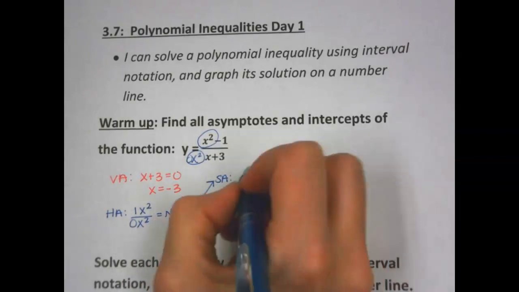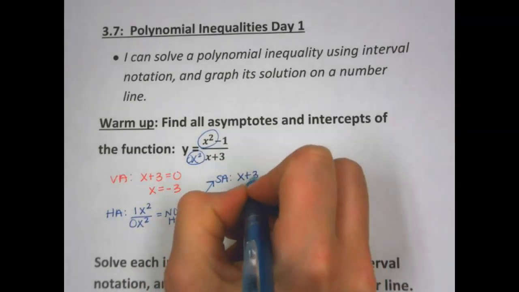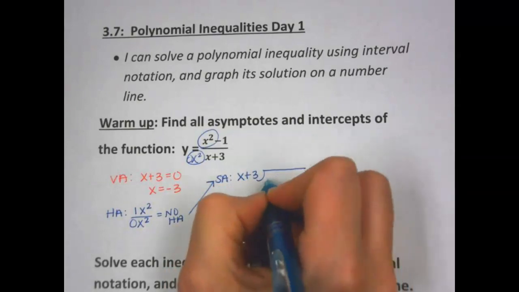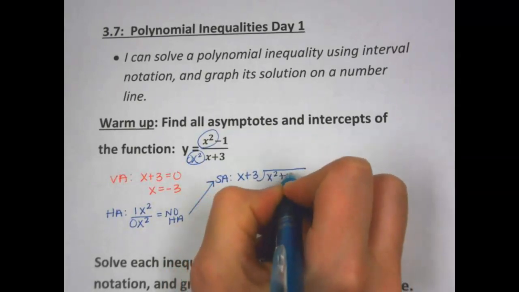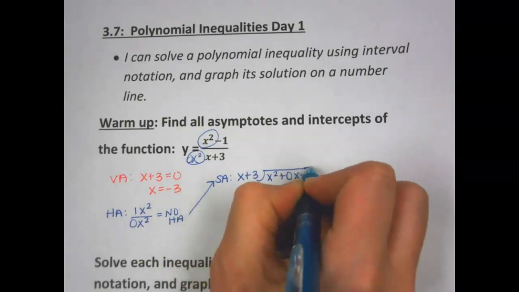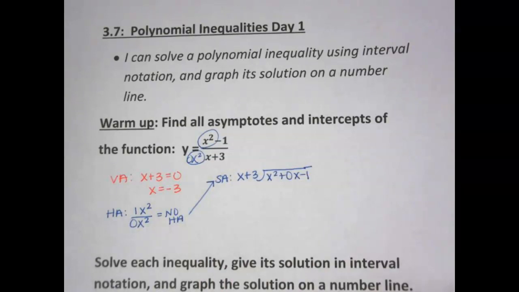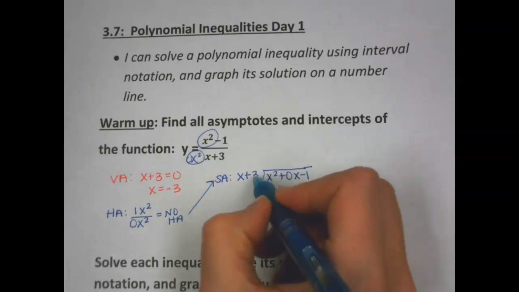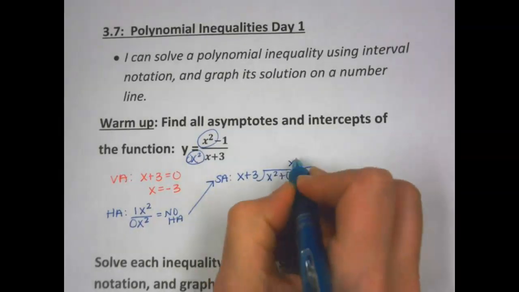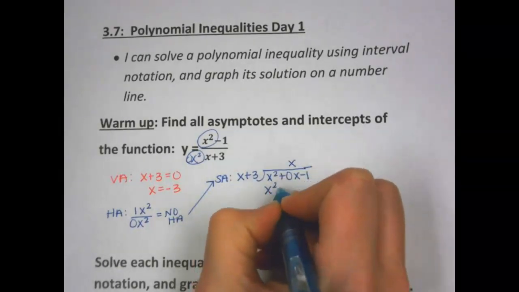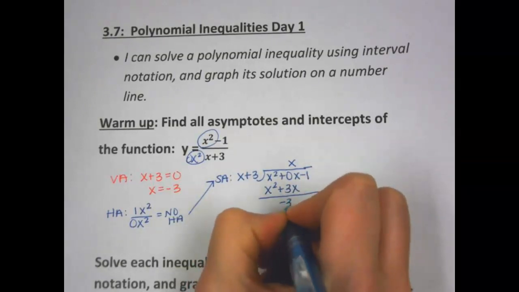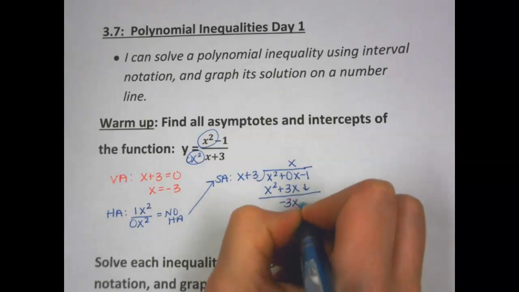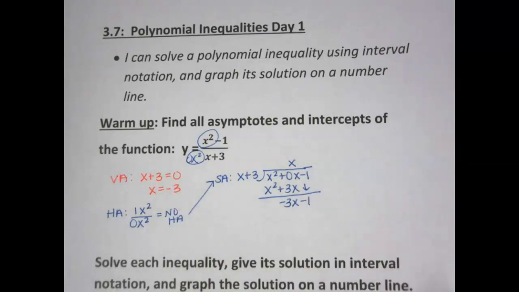Slant asymptote we find by doing long division. So x plus 3, and we have x squared plus 0x, put that placeholder in, since there's not an x term. And then we divide. So x squared divided by x is x. Then we're going to multiply. x squared plus 3x. We subtract. So we get negative 3x and then bring down the negative 1.